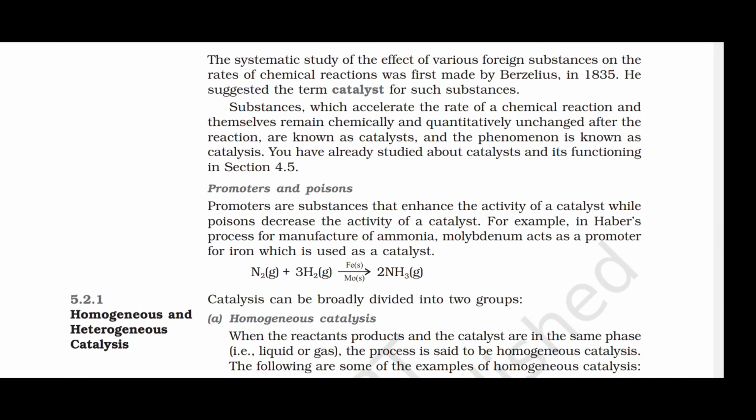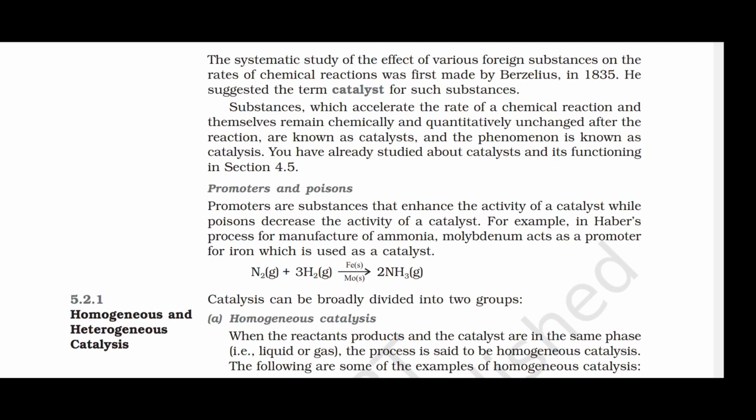Substances which accelerate the rate of a chemical reaction and themselves remain chemically and quantitatively unchanged after the reaction are known as catalysts, and the phenomenon is known as catalysis. You have already studied about catalysts and their functioning in section 4.5.